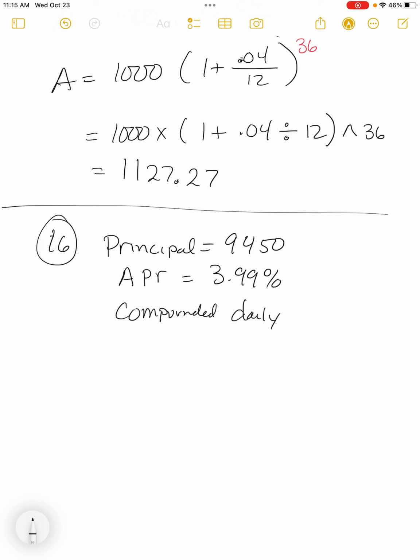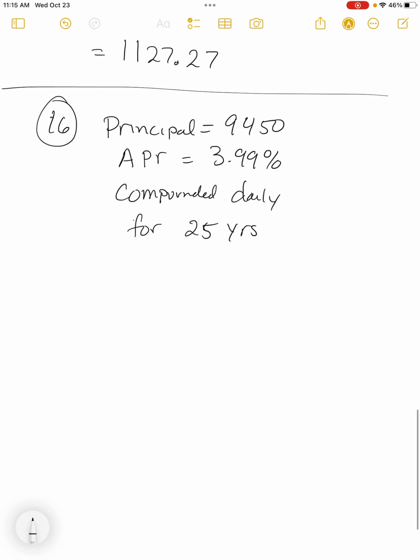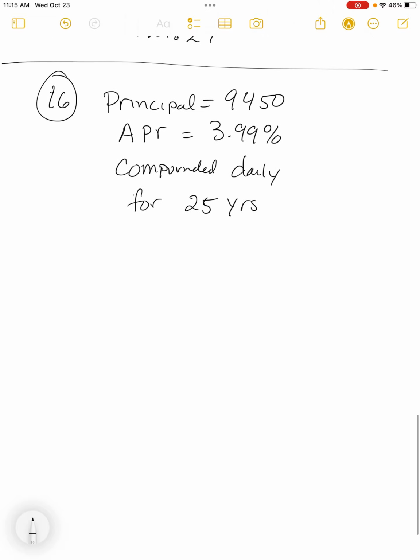For 25 years. So if you had something that could last 25 years and you dropped $9,450 in it, paid 3.99% annual interest rate compounded daily, what would you have at the end of that is our question. So we know the formula.